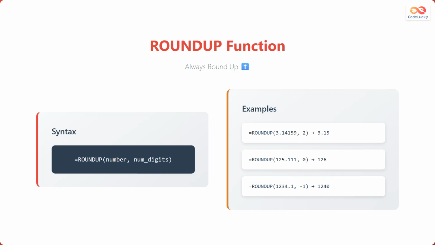=ROUNDUP(3.14159, 2) results in 3.15. This rounds the value 3.14159 up to 2 decimal places. =ROUNDUP(125.111, 0) results in 126. This rounds the value 125.111 up to the nearest whole number. =ROUNDUP(1234.1, -1) results in 1240. This rounds the value 1234.1 up to the nearest 10.